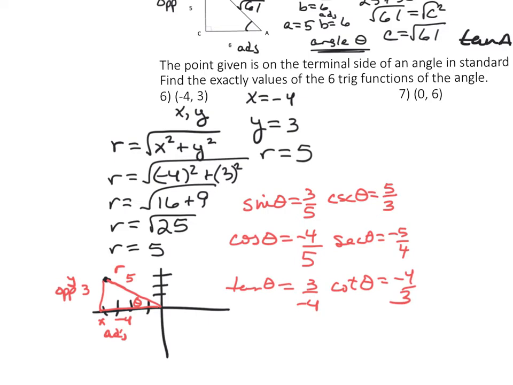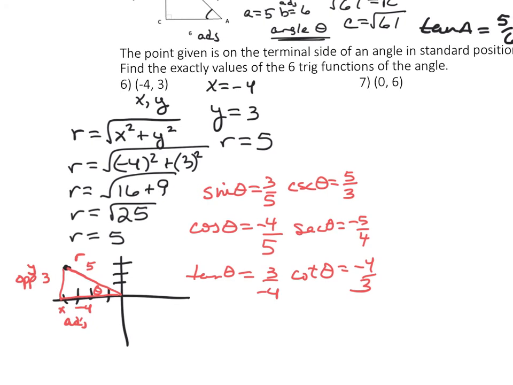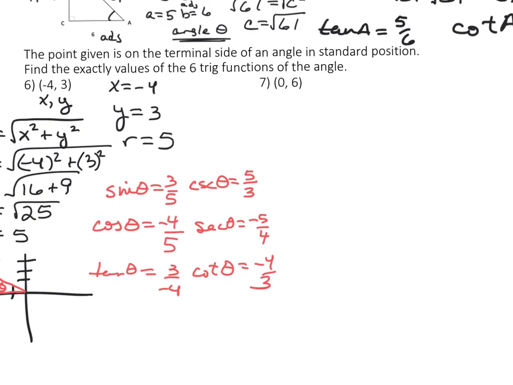The next one. Notice there's a 0 in the ordered pair. This is going to come from one of my quadrant angles. It's actually going to be a 90-degree angle. Let's go ahead and just give ourselves a sketch here. So it's the ordered pair 0, 6.